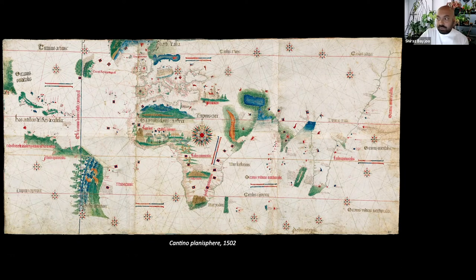Check. Are you seeing that presentation on the right screen? We see this map, yes.